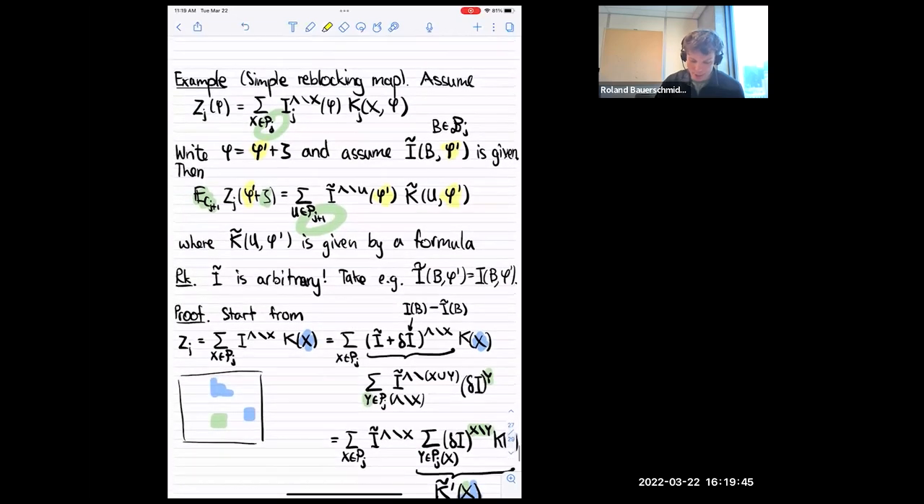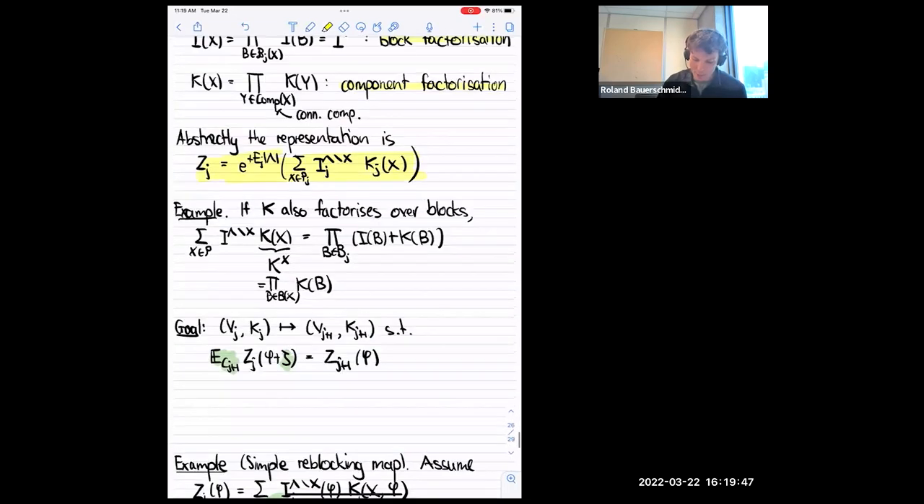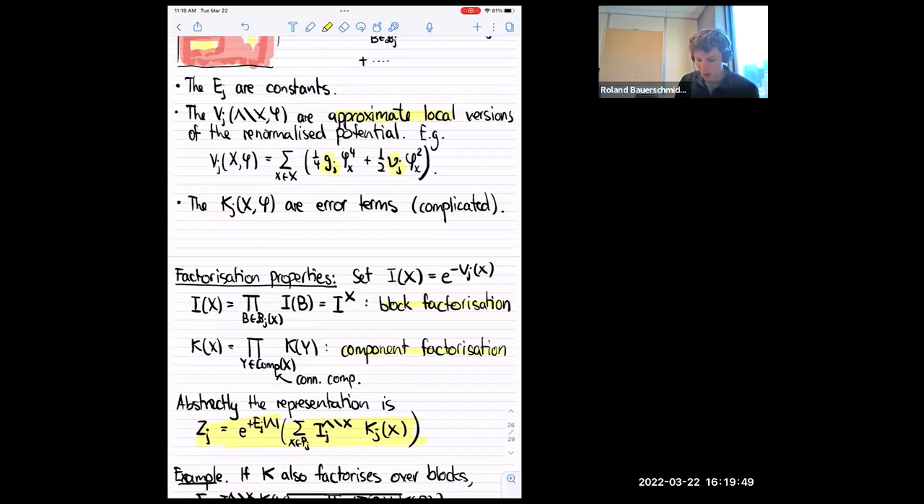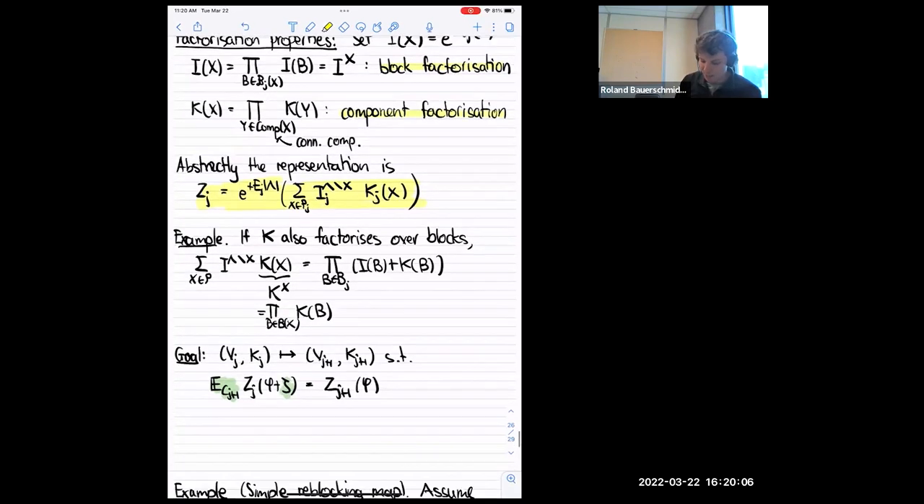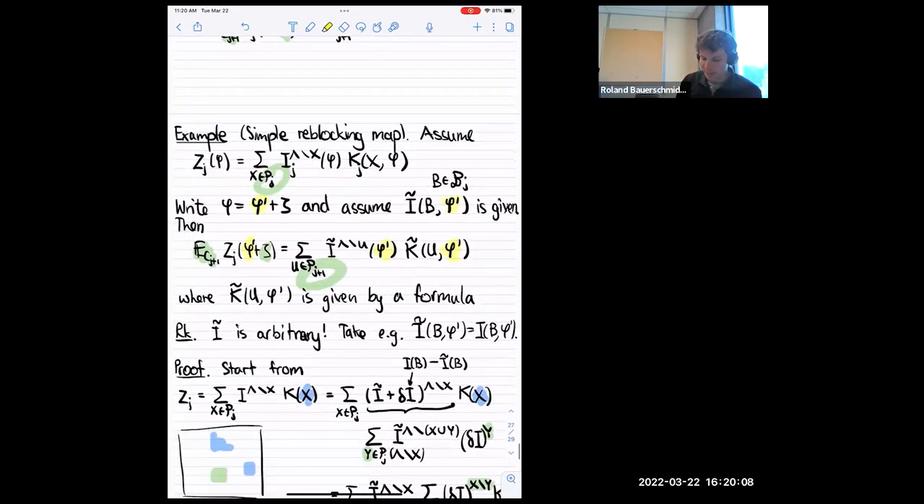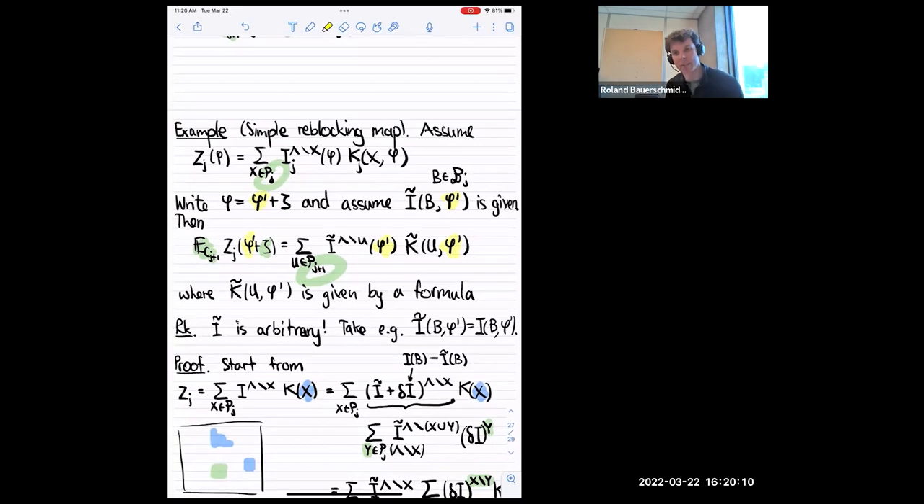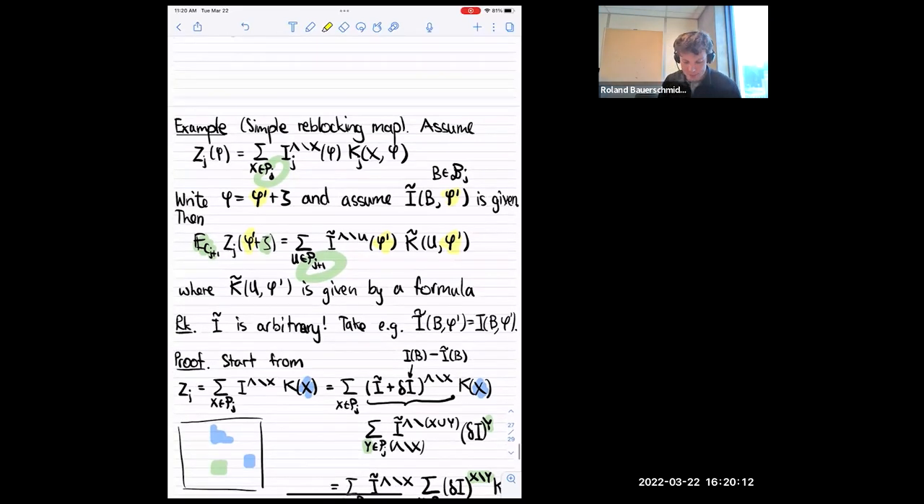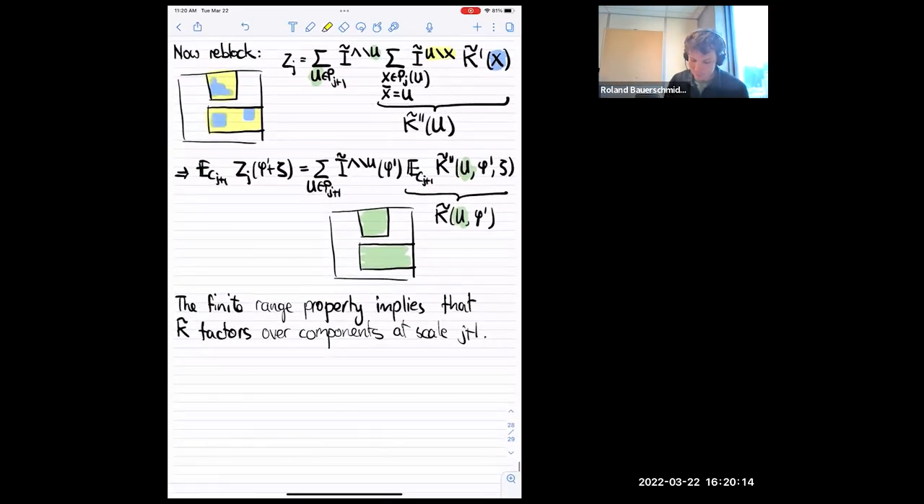So we saw that there were these two important factorization properties: this I term, Ij, which is e to the minus Vj, factors over blocks, while the Kj, we assumed, factors instead only over components, and we saw that this structure can be preserved. So if you take the expectation, moving from one scale to the next, you preserve the component factorization property. That was this example.